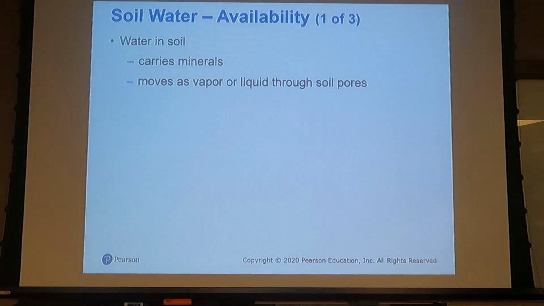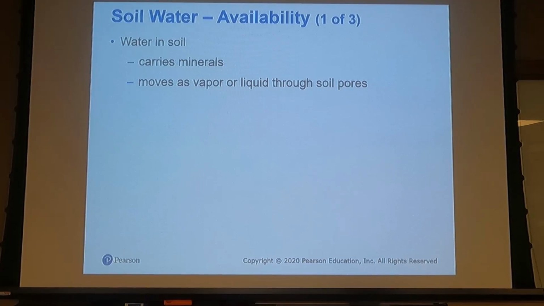As I mentioned, it's going to carry some of those minerals that are dissolved in there, and it can move as a vapor or a liquid through the soil pores, so it doesn't necessarily have to be in what we would typically consider water. If the temperature gets too hot, the water will change phase into a gas phase and move to an area of lower or more negative potential. It's also possible that when it gets to that area of negative pressure, the temperature changes and then it moves from a vapor back to a liquid.